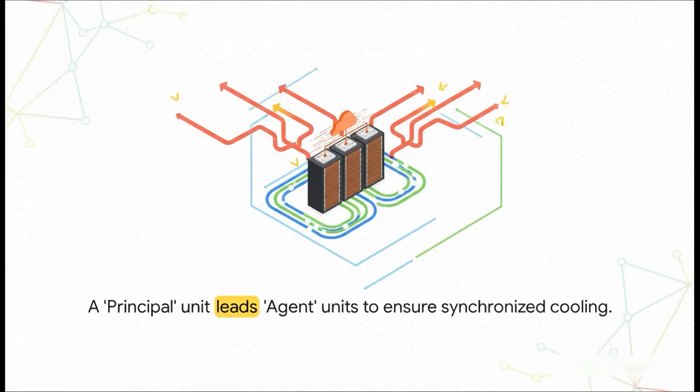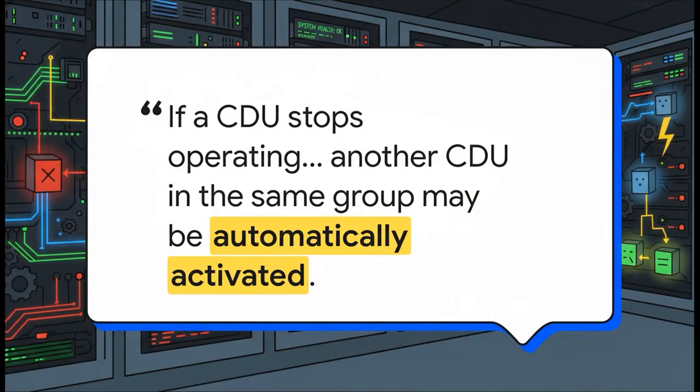So here's how that looks in the real world. The principal CDU acts like the conductor of an orchestra. It broadcasts its settings, the control mode, the temperature set points, and all the agent units automatically follow its lead. This makes management so much simpler, letting an operator control the cooling for an entire data hall from just a single interface.